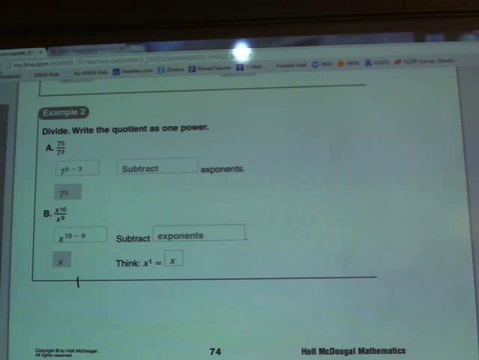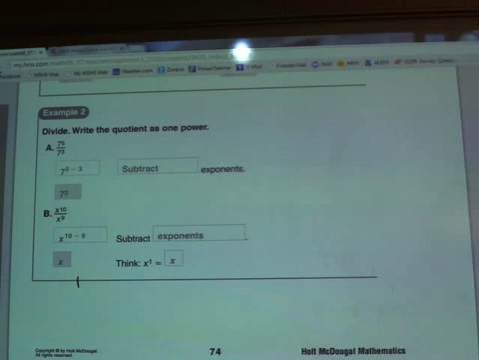So with 7 to the 5th divided by 7 to the 3rd, remember a fraction bar means division. With 7 to the 5th divided by 7 to the 3rd, we're going to go ahead and subtract those exponents. So 5 minus 3 there, which is of course going to change into 2. And so this is now 7 to the 2nd power.